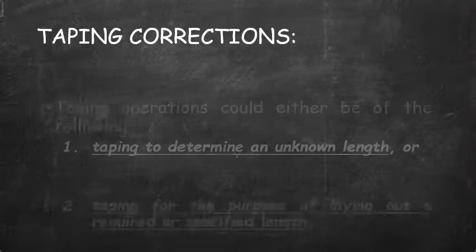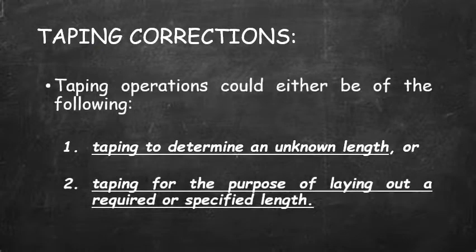So in the taping corrections, the operation could either be one of the following. It could be the measure or the layout. So number one, taping to determine the unknown length, that is measurement, or taping for the purpose of laying out a required or specified length. So that is the laying out.